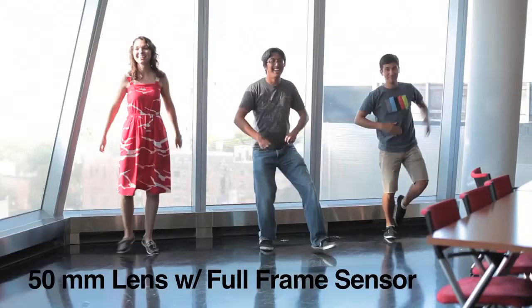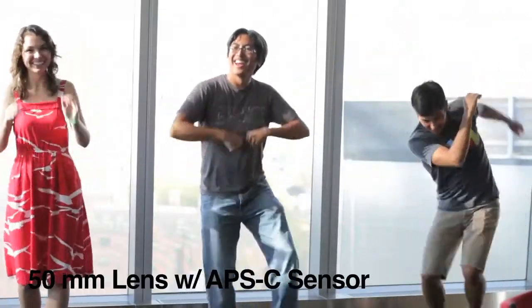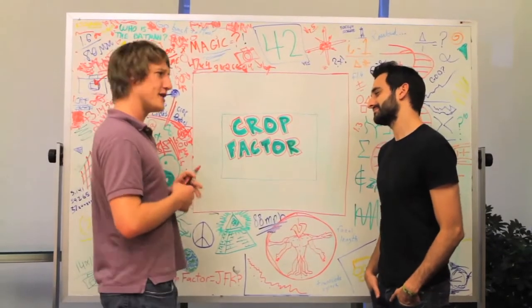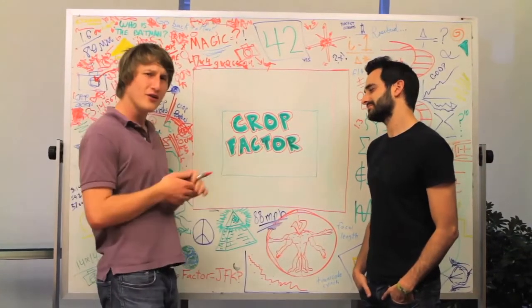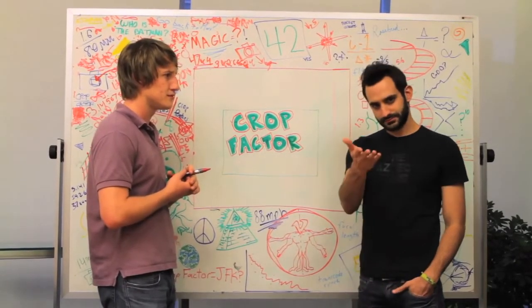So remember, a camera with the same lens but a smaller sensor will crop the image more than a camera with a larger sensor. Oh, that's really interesting, Dan, but why do we need to even know that mumbo jumbo? Well, let me explain a little bit more, Derek.